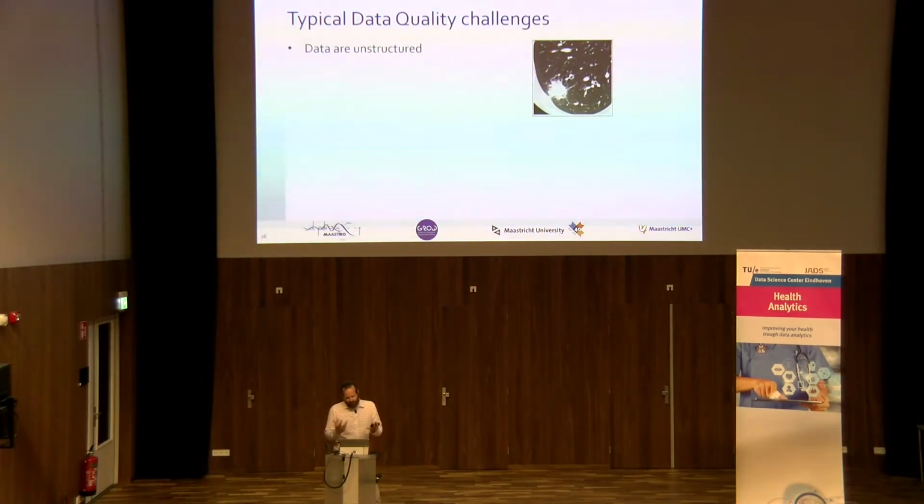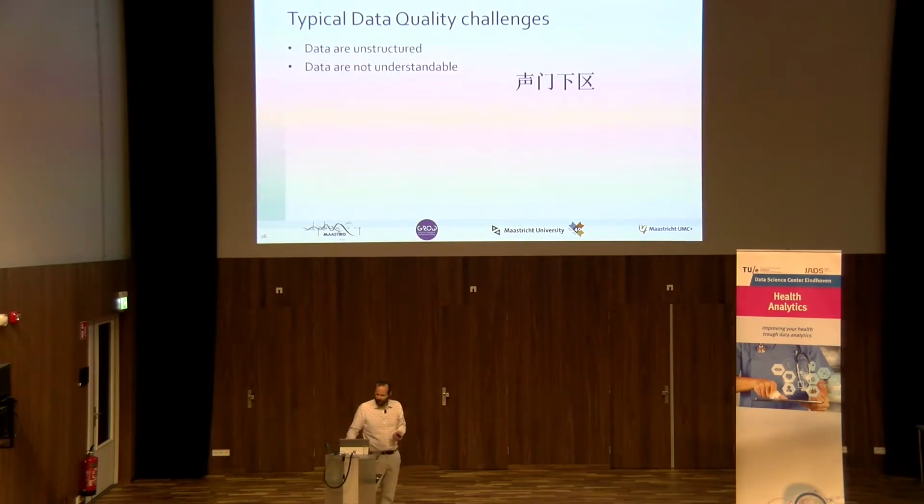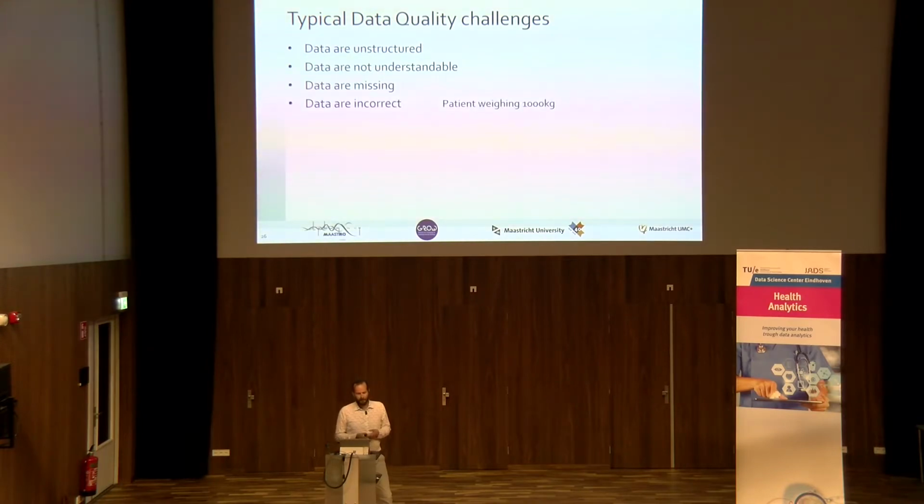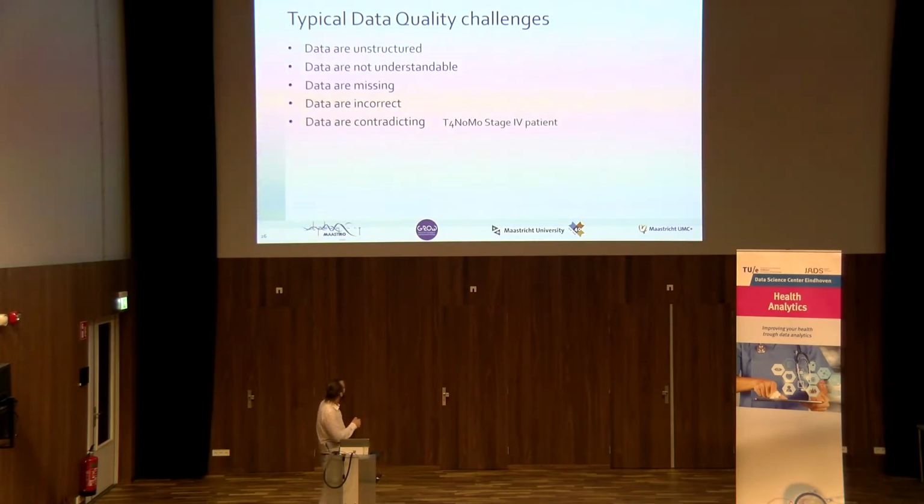The data quality issues that we're facing are the following. Unstructuredness, I talked about this. Understandability, I talked about this as well. Missing data is an issue that we're facing. Incorrect data or implausible data, right? That's something you deal with. Contradicting data: for a non-medical person this might not seem contradicting, but you can't have an M0 and a stage 4, that's a contradiction.